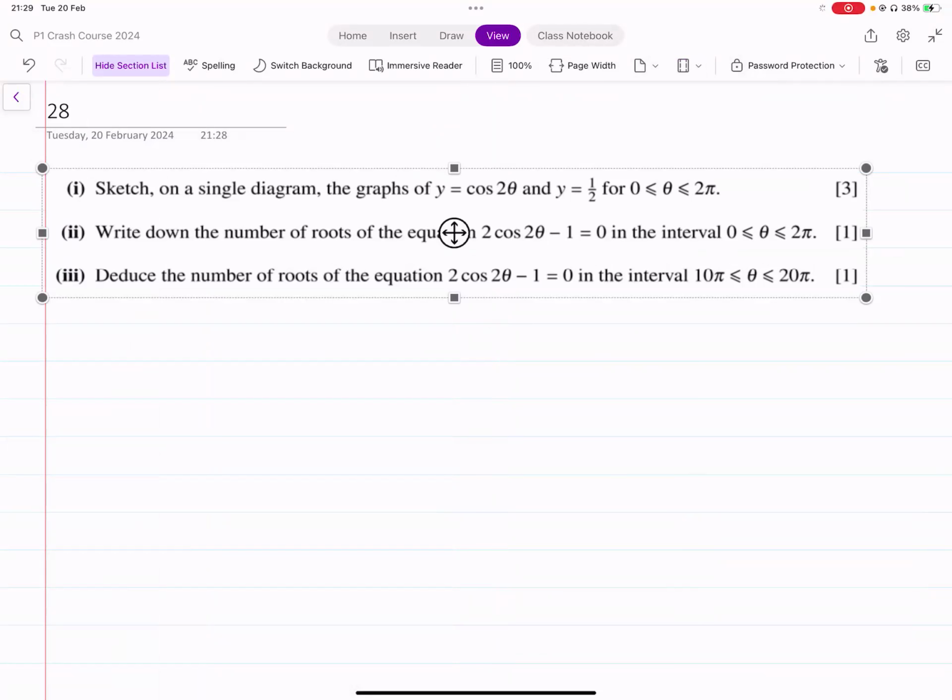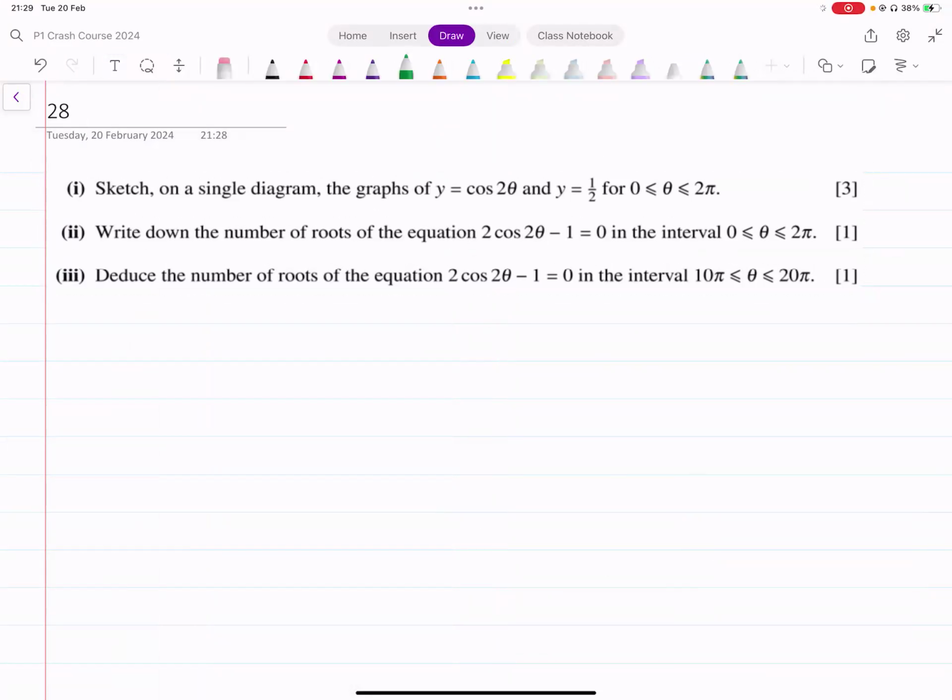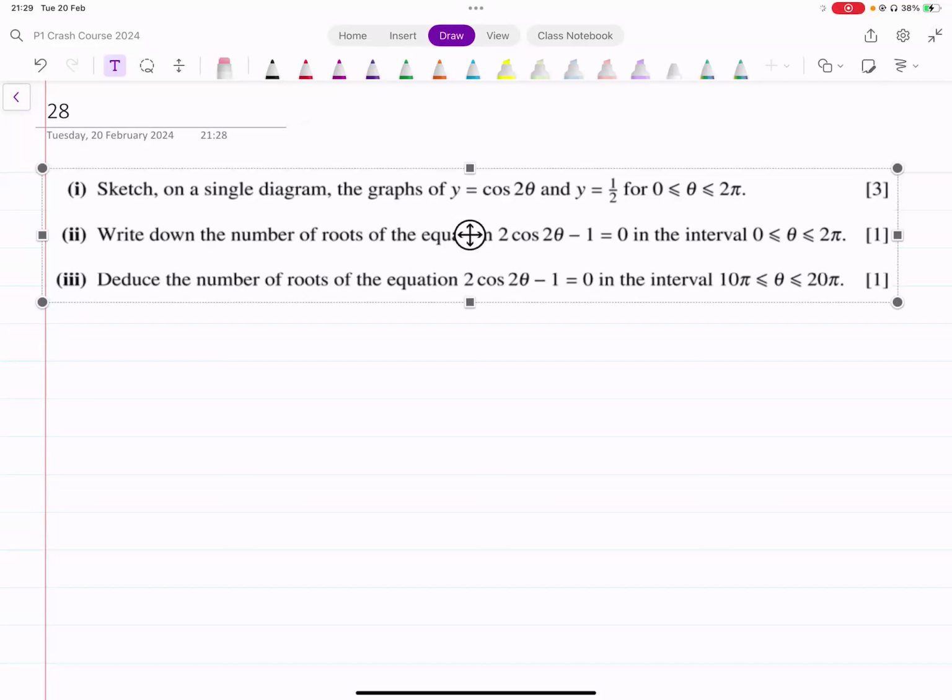Okay, it says sketch on a single diagram the graphs of y equals cos 2 theta and y equals 1 over 2 for theta between 0 and 2 pi. Now we have to draw these two graphs. How do you draw these two graphs? What you can do is you can use that table function on your calculator. Remember that. Now ClassWiz is going to be quite helpful here because you can make two tables at the same time, right? You can try that, make two tables at the same time and see what that gives you.